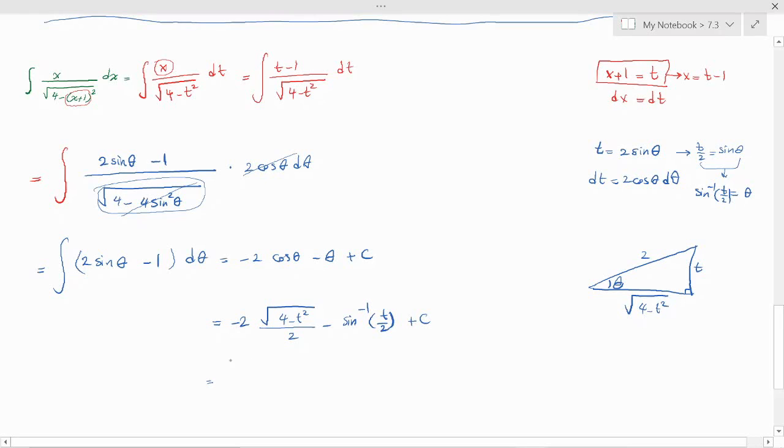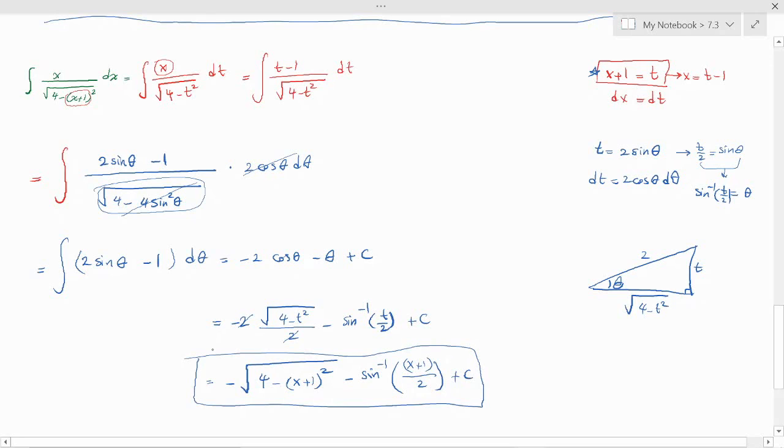Okay. We're not done. Don't forget that we did the substitution originally. So we have to go back and replace that. By the way, these two can cancel out. So you get minus square root of 4 minus, instead of t, I have x plus 1 squared, minus sine inverse of x plus 1 divided by 2 plus some constant. And this is the result of this integral.